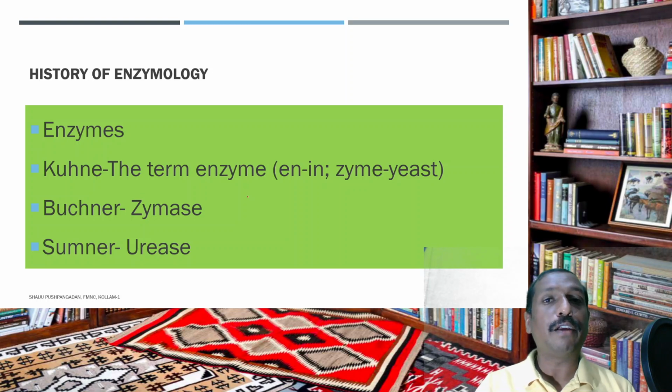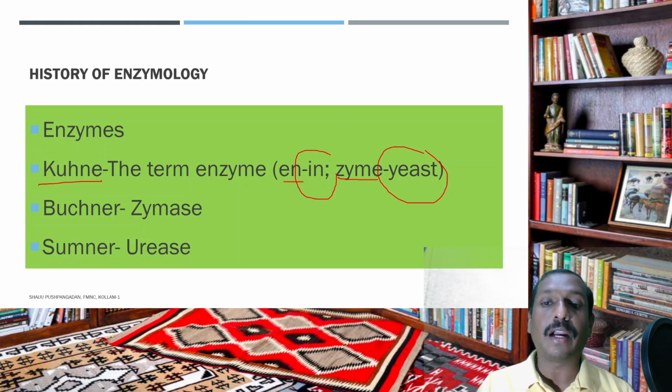Coming to the history, the study of enzymes is called enzymology. It was Kuhne who coined the term enzyme, which is derived from two Greek words, en and zyme. En means in, and zyme means yeast. In the sense that the first enzyme was derived from yeast. So it is from these two Greek words that the word enzyme is derived.